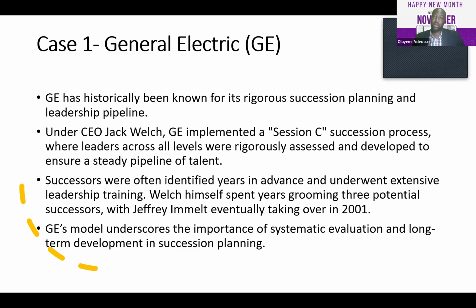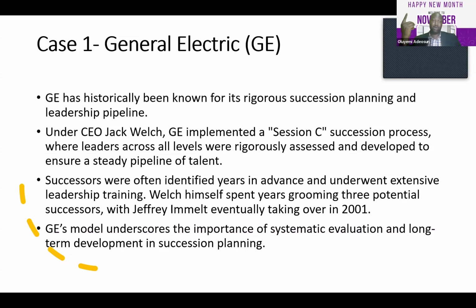Under the CEO, Jack Welch, GE implemented a process where leaders across all levels were rigorously assessed and developed to ensure a steady pipeline of talent. Successors were often identified years in advance, and they underwent extensive leadership training. Welch himself, that's the CEO, spent years grooming three potential successors to replace him.